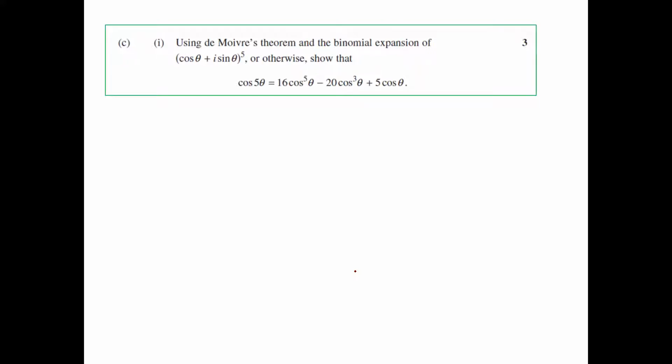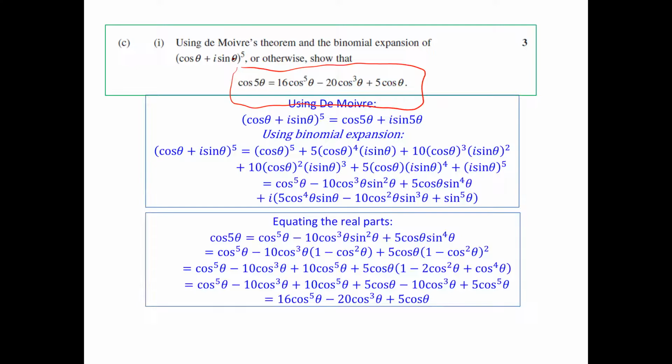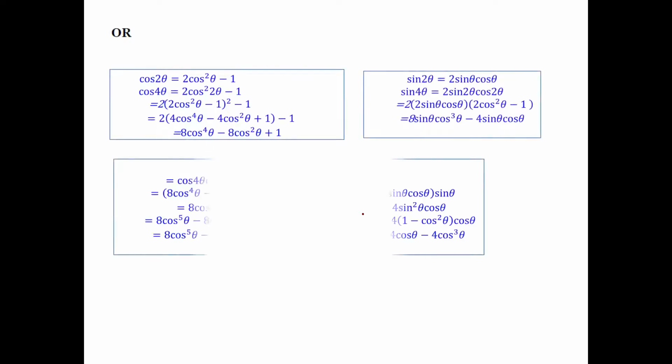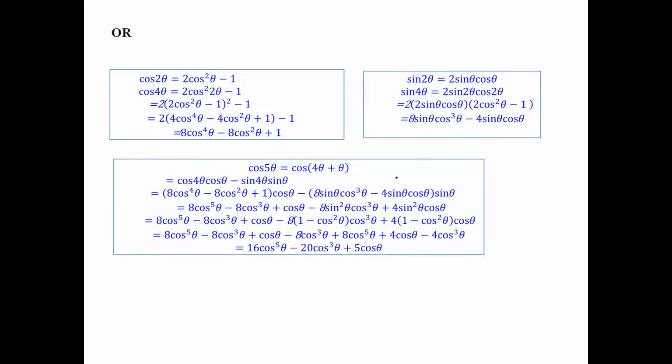See part 1. This is a textbook question. Using de Moivre and binomial expansions, show that cos 5θ equals 16 cos⁵θ minus 20 cos³θ plus 5 cos θ. So expand (cos θ + i sin θ) to the 5 using de Moivre, also using binomial, and equate the real parts. The other option is to use a compound angle formula.